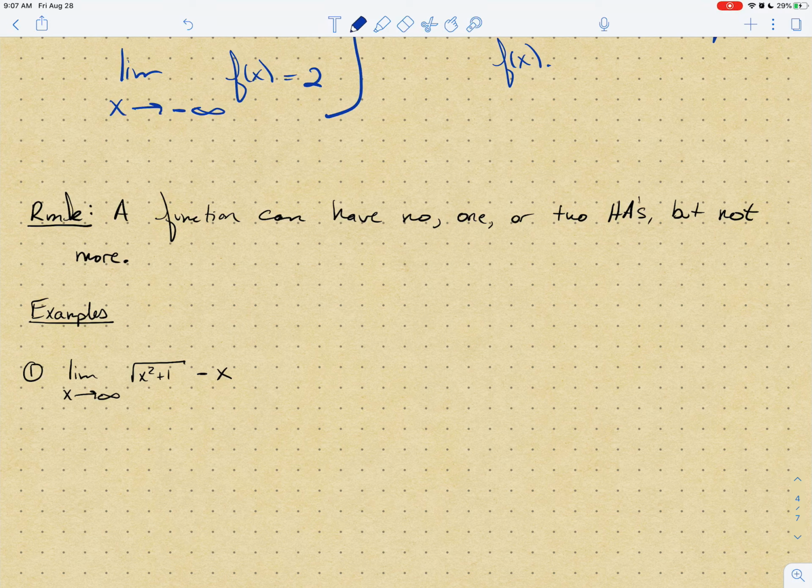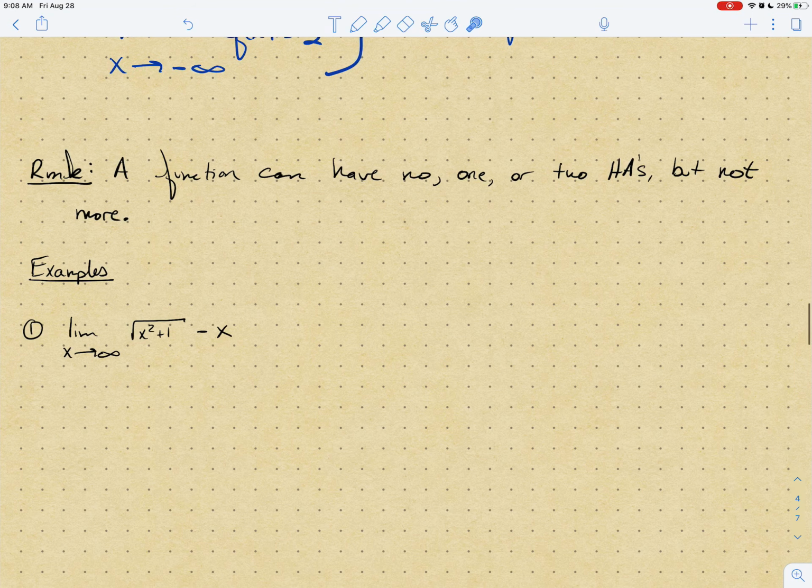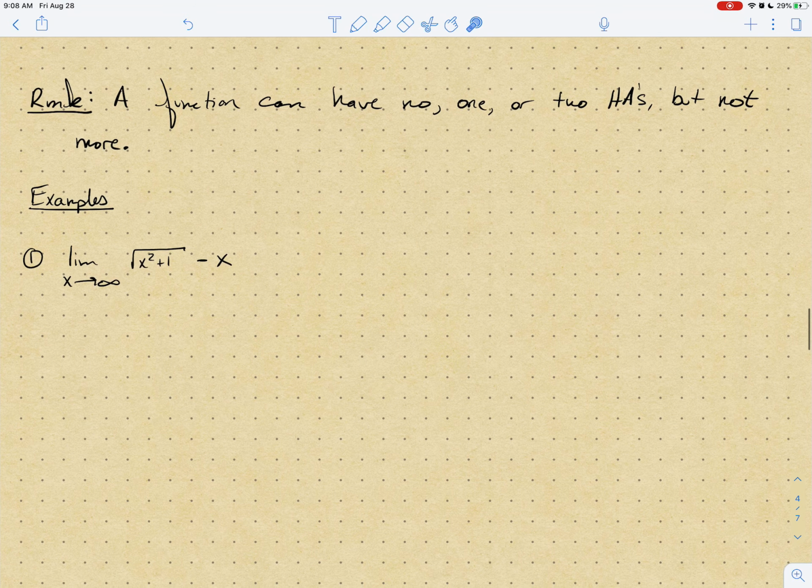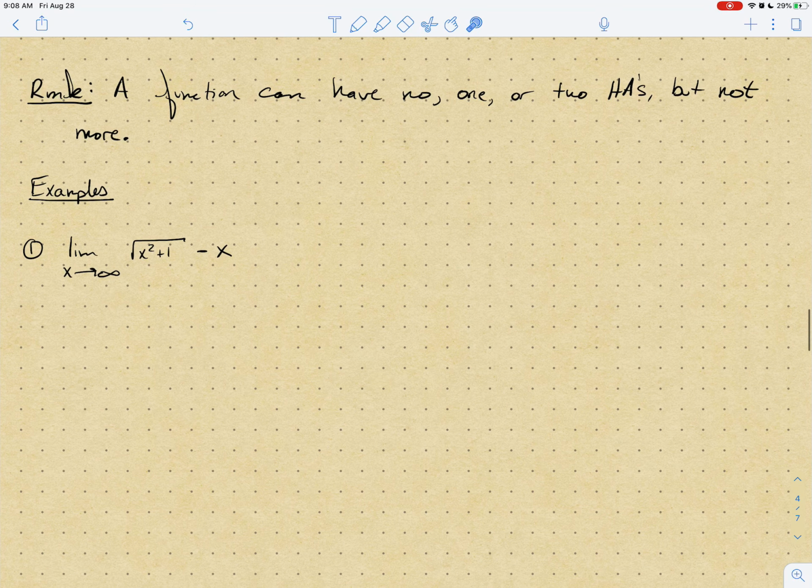All right, one quick comment before we do the examples. A function can have no horizontal asymptotes, 1 or even 2, but it can't have more than that. Just 1, none, or 2. All right, so our first example is this limit.